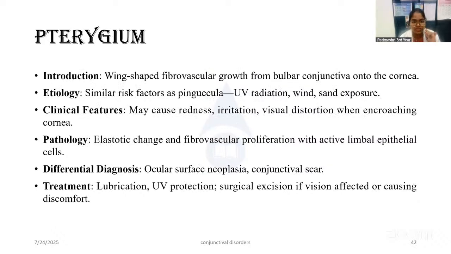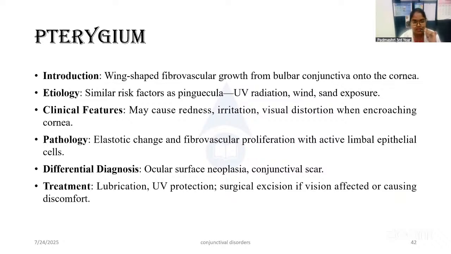Pterygium. It is a wing-shaped fibrovascular growth from bulbar conjunctiva onto the cornea. It is caused by similar risk factors as pinguecula, like UV radiation, wind, sand exposure. Clinical features: it may cause redness, irritation, visual distortion when encroaching the cornea.